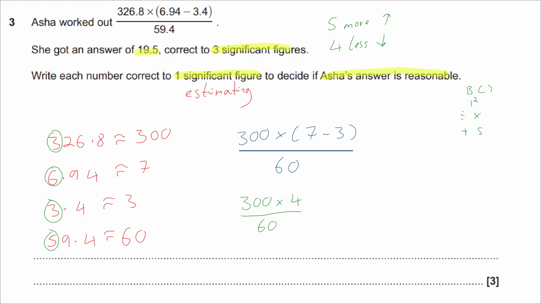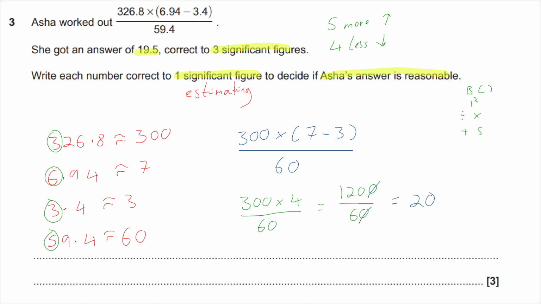And now this is going to be nice and easy. 300 times 4 is 1,200, divided by 60. We can actually just knock off a 0 here, and say we've got 120 divided by 6, which is equal to 20. So that is equal to 20.